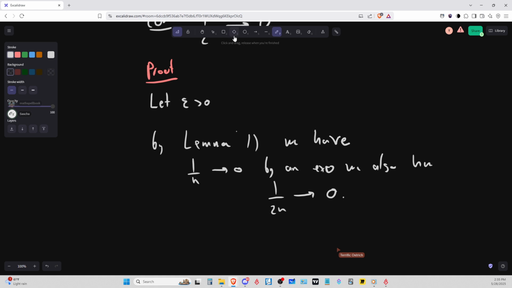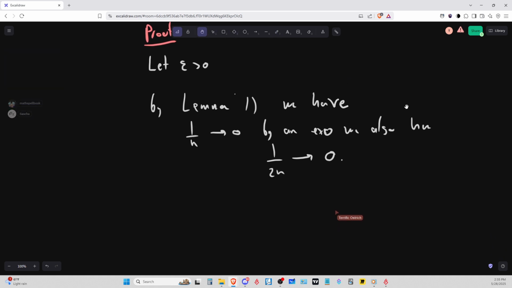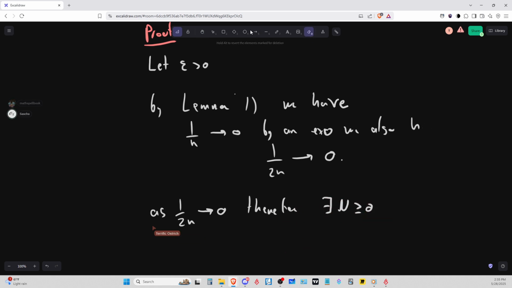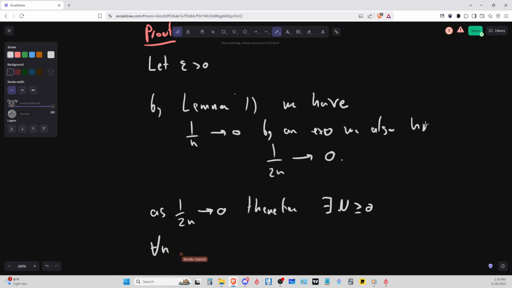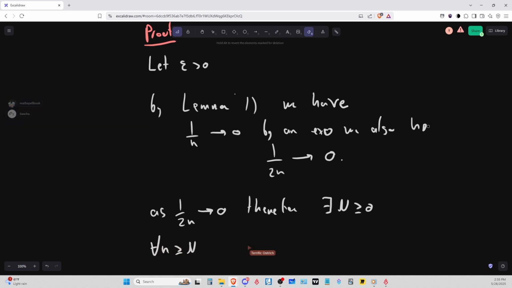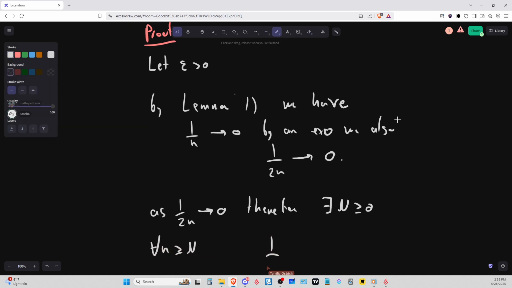And now we're going to use the inequality. We know that this guy is converging to 0, so we can use this fact. As 1 over 2n is converging to 0, therefore there exists some natural number n such that for all ranks which come after that, 1 over 2n will be smaller than epsilon.